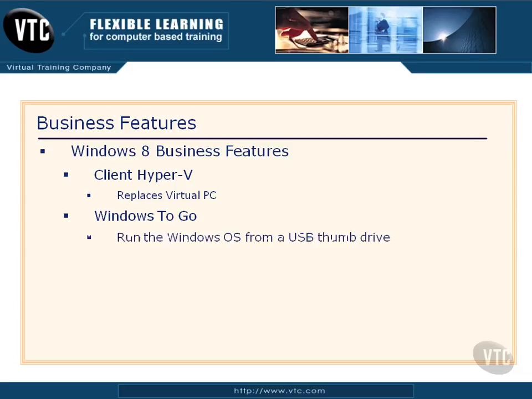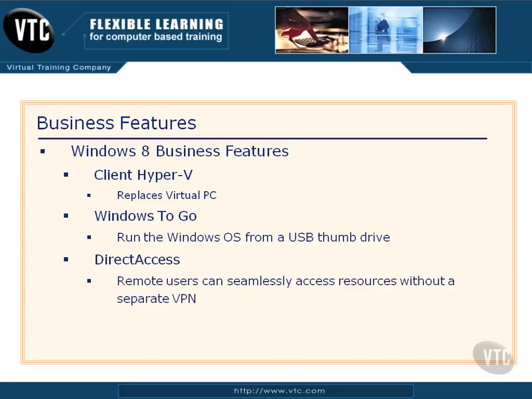Windows To Go. This is probably the most exciting one. This is the ability to run the Windows operating system from a USB thumb drive, and we'll talk about that more later. Direct Access. This was around in Windows 7. This lets remote users seamlessly access resources across a wide area network, the internet, whatever, without having to open up a separate VPN product. Pretty neat stuff.